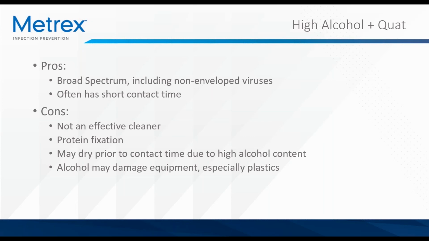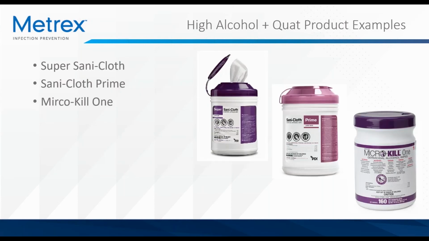High alcohol quat formulas may dry prior to contact time due to the high alcohol content and the quick evaporation of alcohol. Alcohol may also damage equipment, especially plastics, leading to cracking and damaging. Some examples of high alcohol quat products are Super Sani Cloth with its 55% alcohol, Sani Cloth Prime with 56% alcohol, and Microkill 1 with 72.5% alcohol.